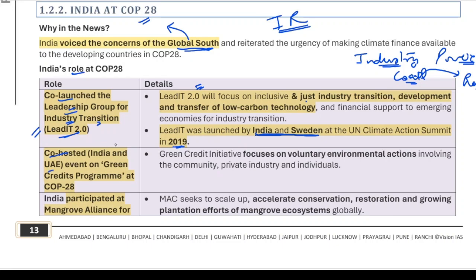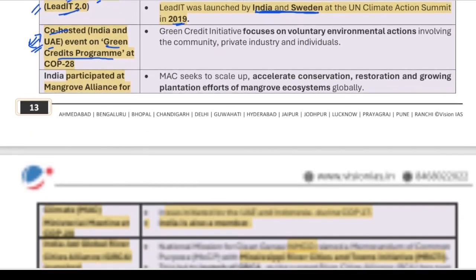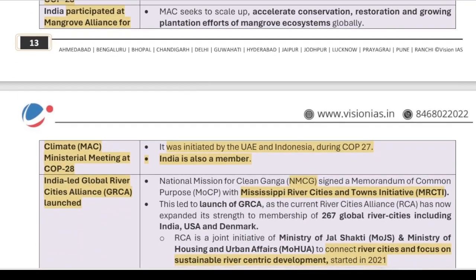Co-hosted by India and UAE: an agreement on the Green Credit Program. You only have to remember between which countries this program has been started: India and UAE. Now, India partnered in the Mangrove Alliance for Climate, MAC. It was initiated by UAE and Indonesia. India did not start it during COP27, but India has become a member later on, and it has participated in that conference.